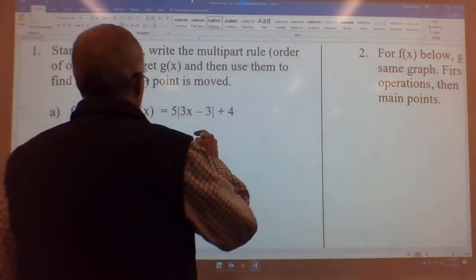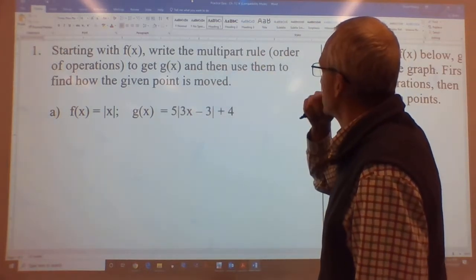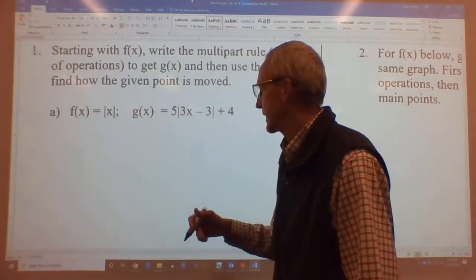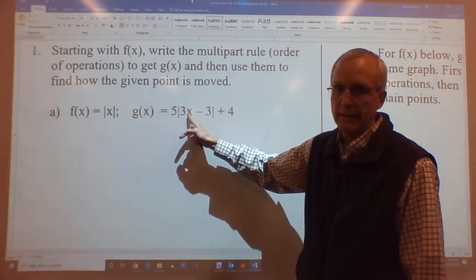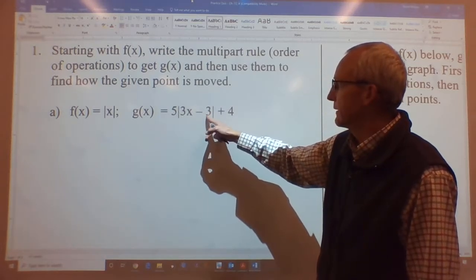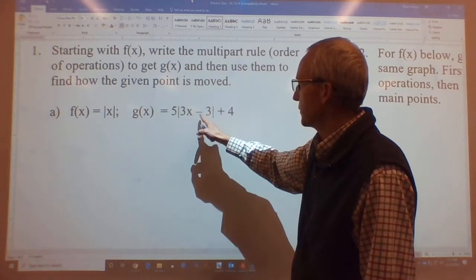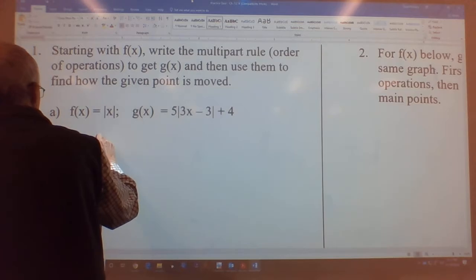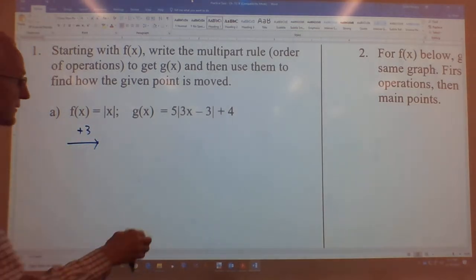When I say write the multi-part rule, that means I'm just doing the arrows, okay? Just do the arrows and all that kind of stuff. The very first thing you do is as if you're solving for x. We want to solve for x. What do we do to the x? First, we got to get rid of the 3. If we're solving for x, we put 3 on the other side. So first we shift 3. Since it's minus, it goes to the right. So the first thing we do is shift the x to the right, we add 3 to the x value.